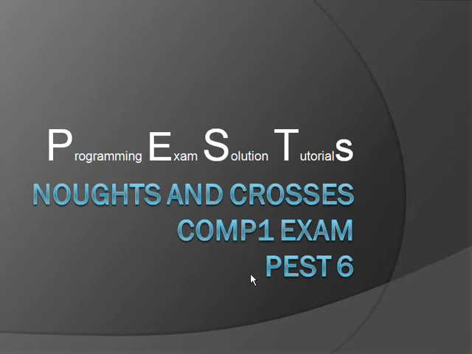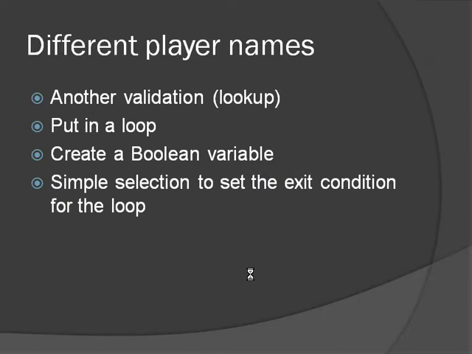Welcome to Programming Exam Solution Tutorial 6, where we're going to be looking at ensuring that we have different player names. We don't really want to have a situation in the program where both players are called Bob or Joe, so we're going to have another validation. It's actually a sort of kind of weird look at validation. Rather than looking at it from a long list, it's looking at that one value isn't the same as another. We're going to stick it in a loop, as you always do for validations.